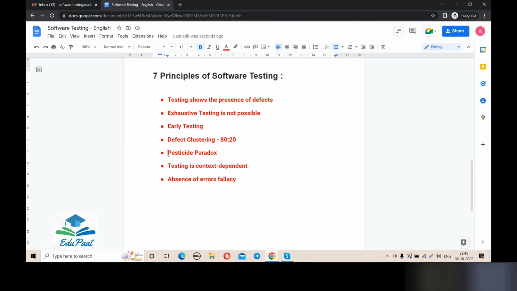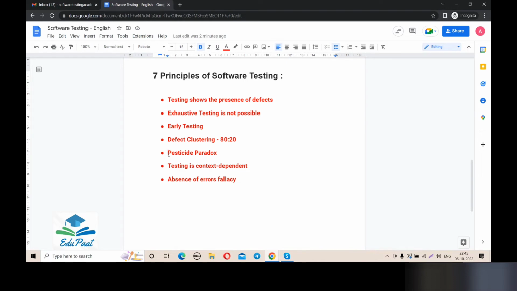Now the fifth point is the pesticide paradox. What is the pesticide paradox? For example, consider a resource scheduling software that schedules resources for tasks based on their work timings, work time zone, and the holidays. Just for example. So what will happen?